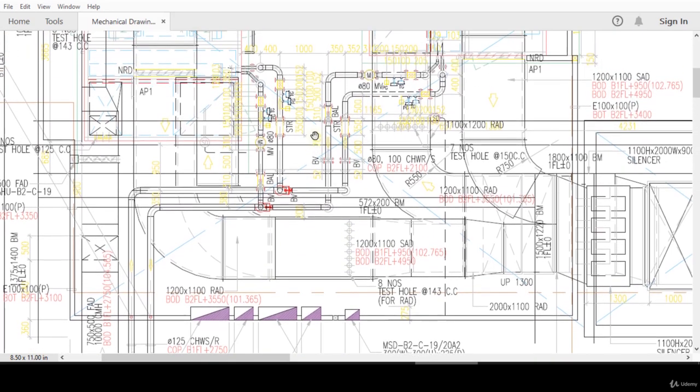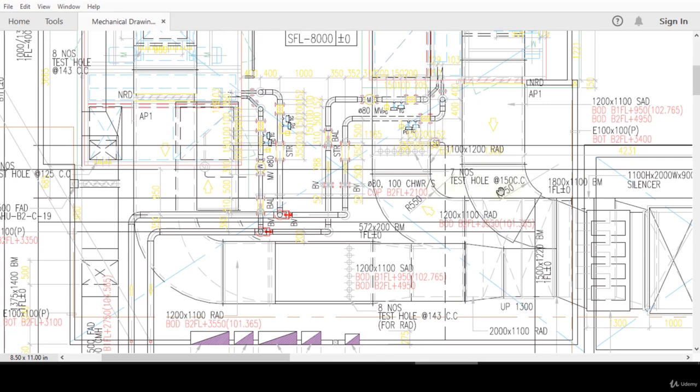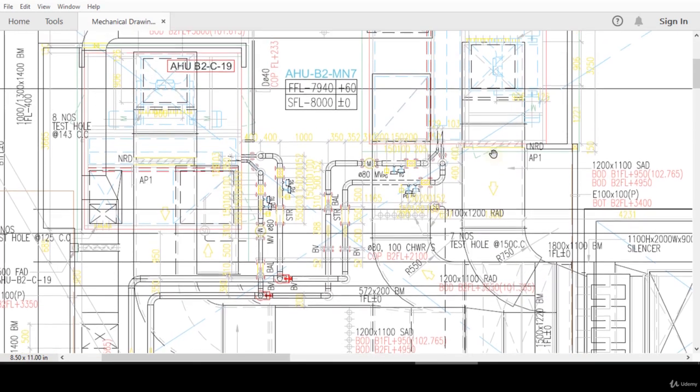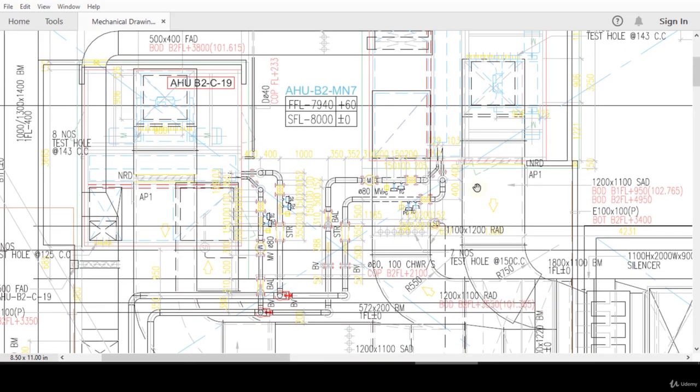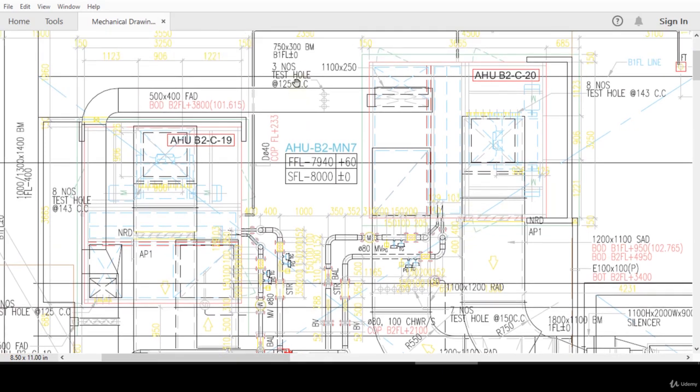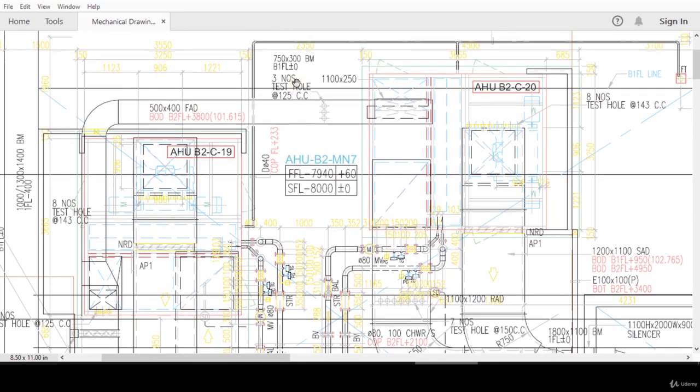You may also notice things like R750, R550. This represents the radius of the elbow. The bigger the number, of course, the longer the sweep, and the turn will be much more gentle. So these are some of the few things that I can talk about over here.